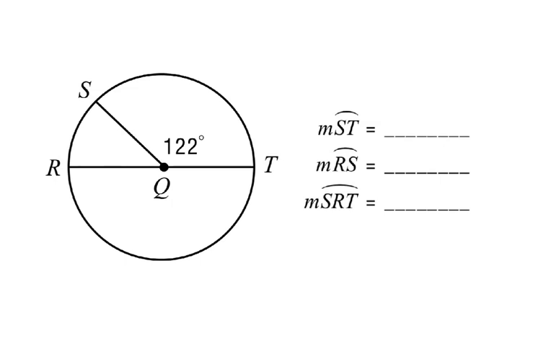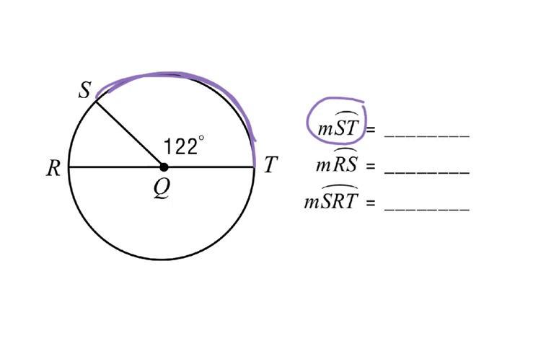So one of the first things that I want to caution you on is making sure that you actually read what you're looking for. I'm going to try to color code it for you. The first thing that we're going to find is the measure of arc ST. So that's this arc right here. So it wants us to find this. I'm going to circle it in purple.